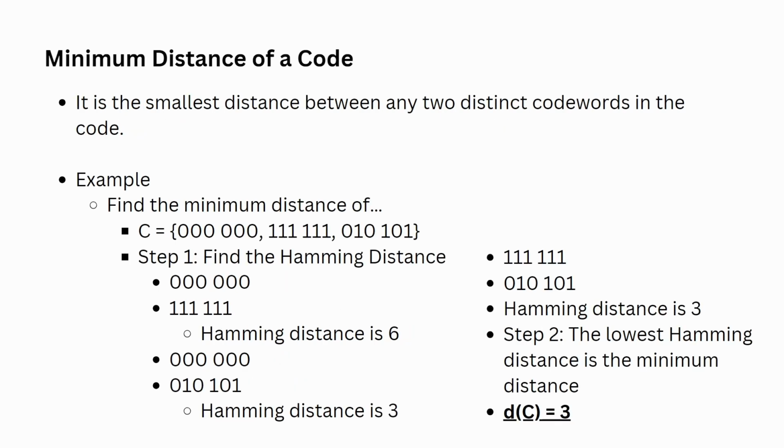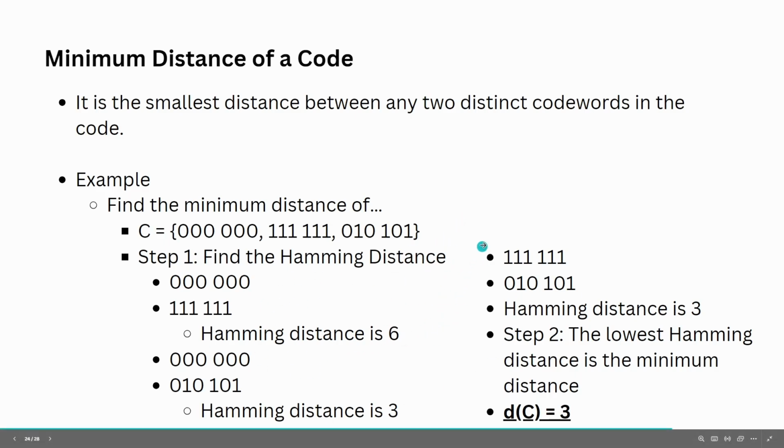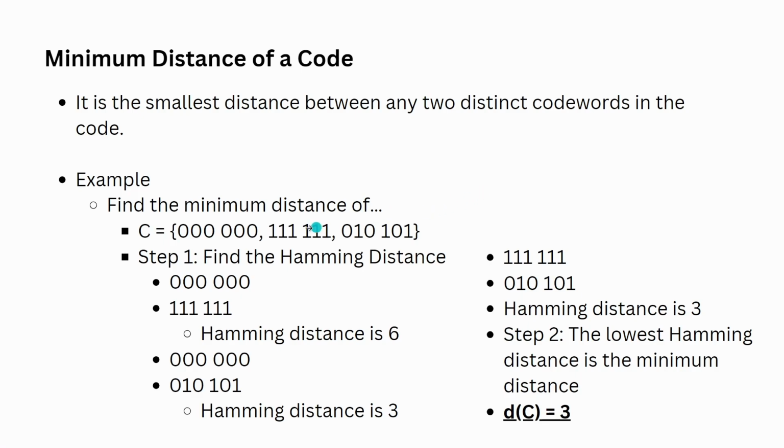Next, we have the minimum distance of a code. It is the smallest distance between any two distinct code words in the code. Let's have an example. Find the minimum distance of this code. Step 1 is to find the Hamming distance of every single combination. Step 2 is to find the lowest Hamming distance among all of those combinations. In this case, it is 3. That means the minimum distance of this code is 3.